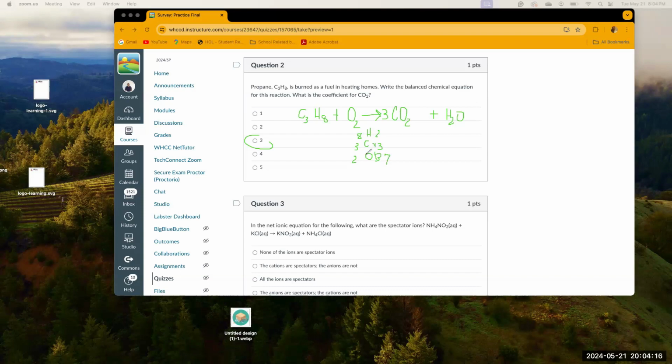We're also going to need 4 in front of our water. So that ends up giving us 8 hydrogens. And then that'll be a total of 10 oxygens. So then we'll need a 5 in front of the O2. So the coefficient is going to be 3. That is correct.